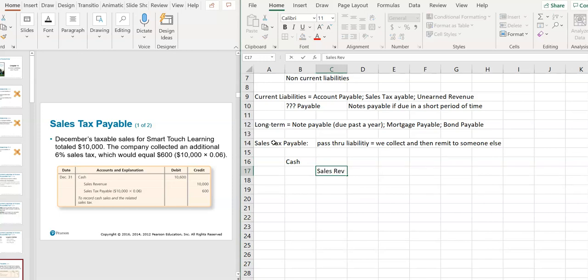All right, so you're going to have cash in the sales revenue or even accounts receivable. It doesn't really matter, just like you would normally. But make sure that your sales revenue is only the sales amount of $10,000. Okay.